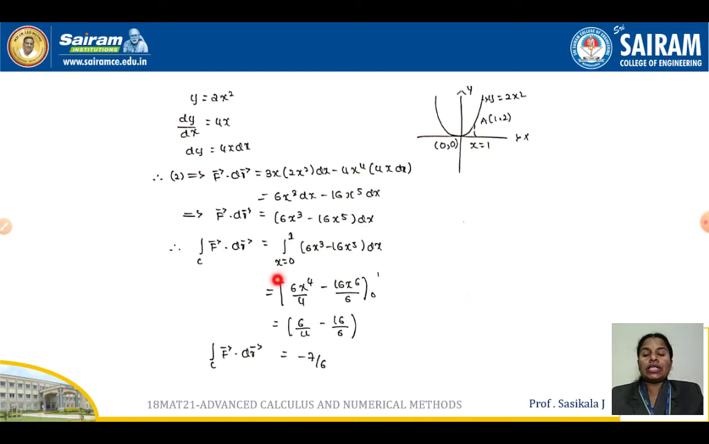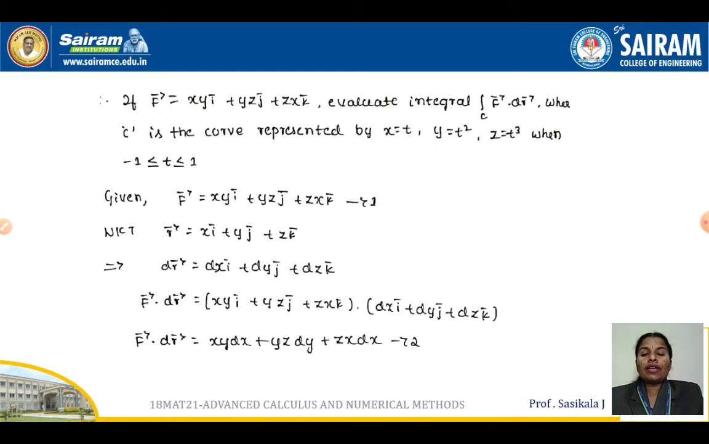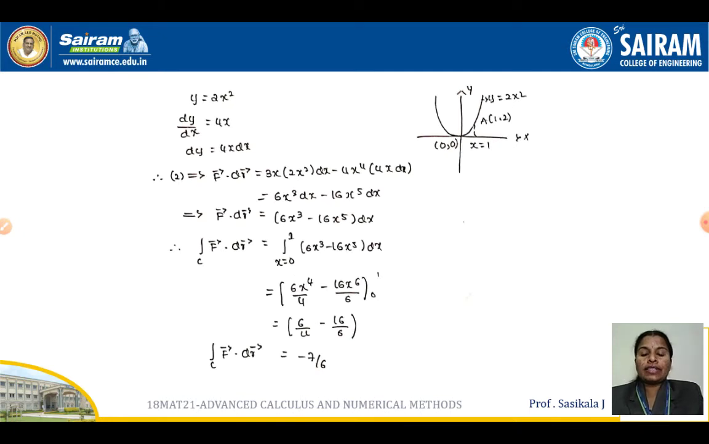Now go with the integration over the curve, where x varies from 0 to 1, of 6x cube minus 16x power 5 dx. Integrating, you will get 6x power 4 by 4 minus 16x power 6 by 6, from 0 to 1. Replace x with 1 and 0, and I get 6 by 4 minus 16 by 6. Taking the LCM, you will get minus 7 by 6. Then you have your complete line integral solution.